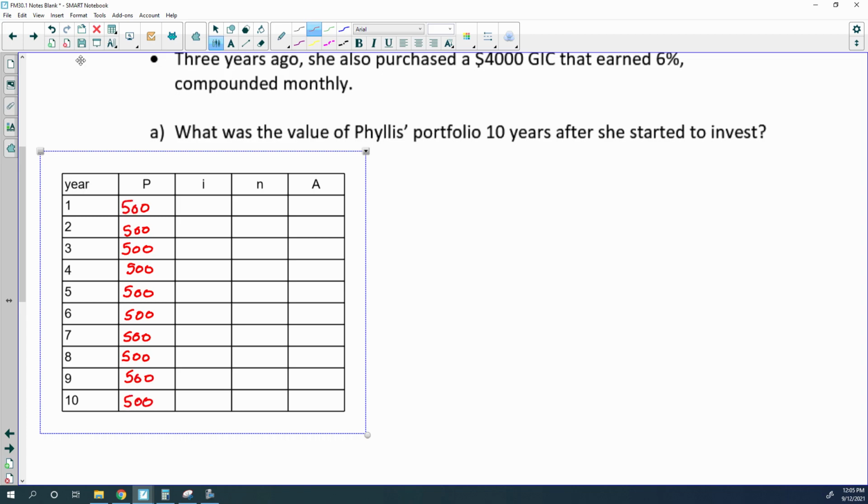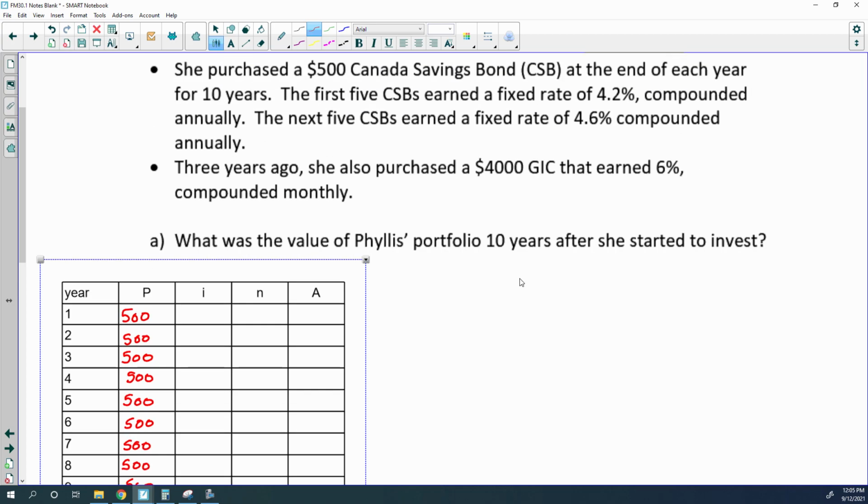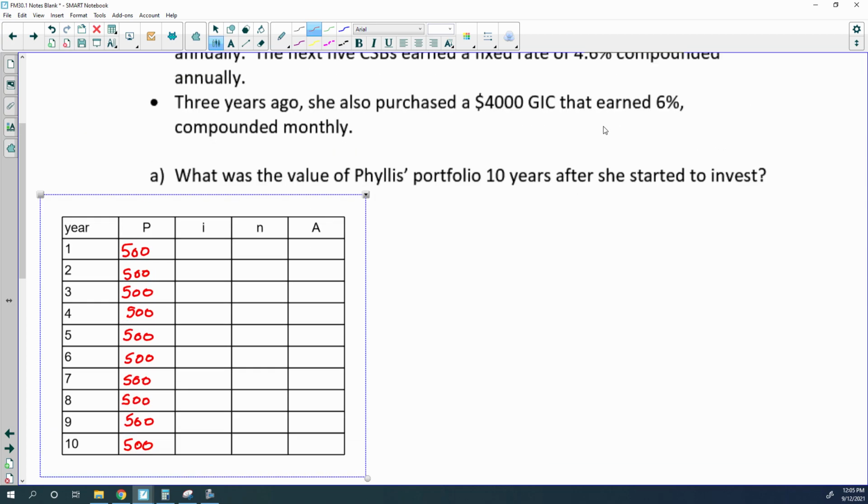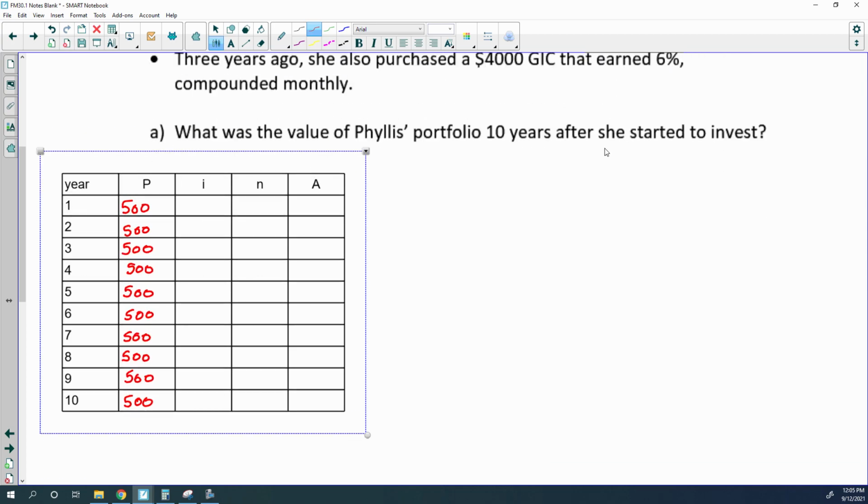Now for the interest, the first 5 are going to be at 4.2%, and the next 5 are going to be at 4.6%.